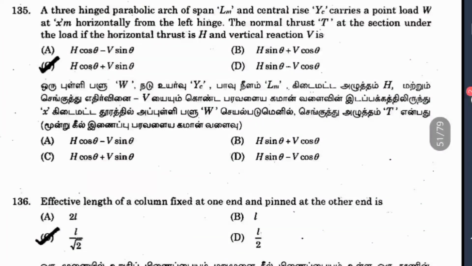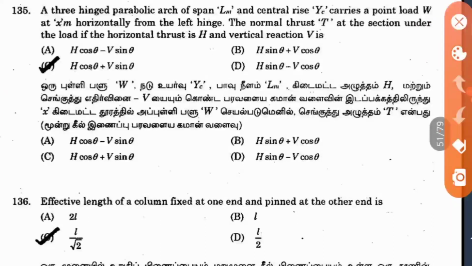35. A 3-hinged parabolic arch of span L and central rise Y_C carries a point load W at X meters horizontally from the left hinge. Then it gives us the normal thrust T at the section under the load, if the horizontal thrust is H and the vertical reaction is V. So it is a structure like this, which is a 3-hinged arch.